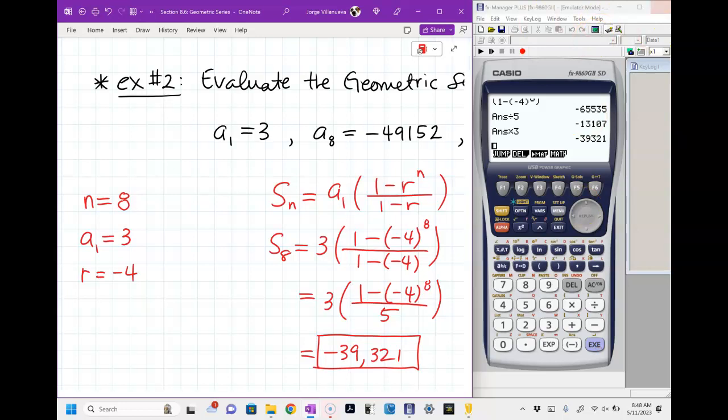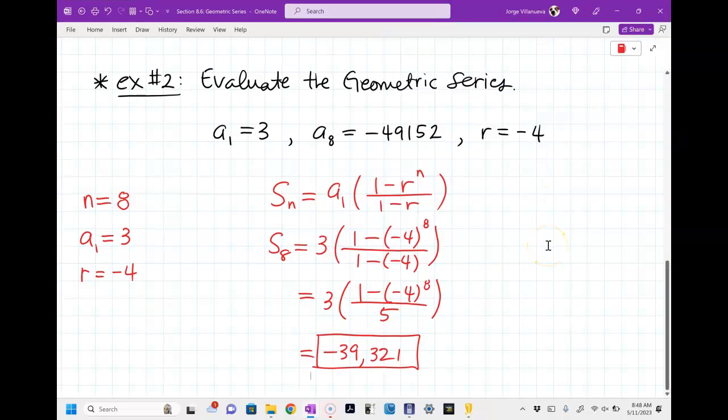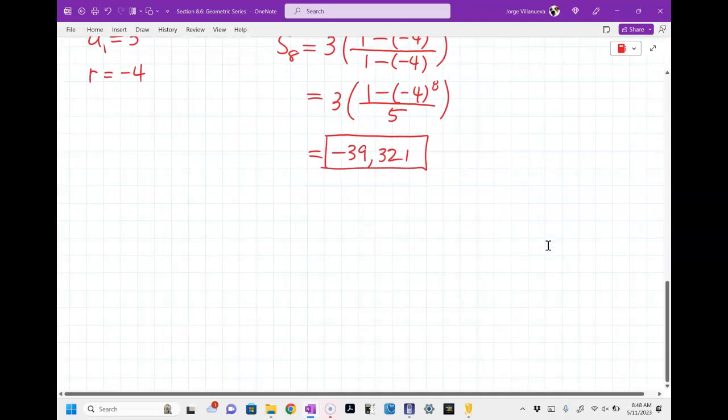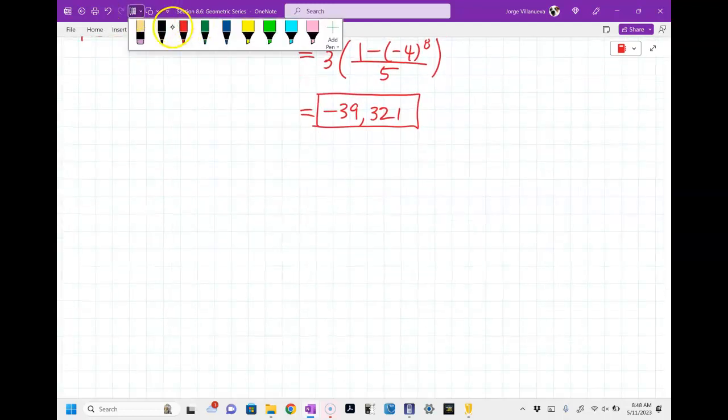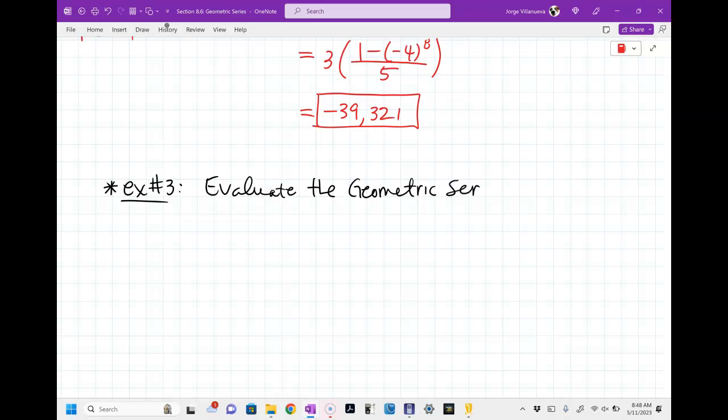Okay? So give me a second here. Any questions on this one before I move on? So it's just a different look, right? But same idea. This next one's going to be a different look, but same idea. So here's example number 3, our last one. Same instructions. Evaluate the geometric series. And it's going to look like this.